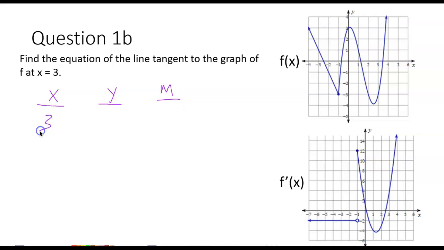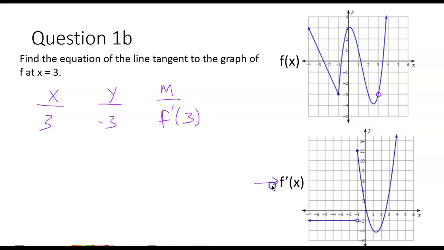The x value is given as 3, and so that's this point right there, which means that the y value is negative 3. And so now we just need the slope at that point. Now, how can we find the slope at that point? Well, the slope is whatever the derivative is at that value of x.